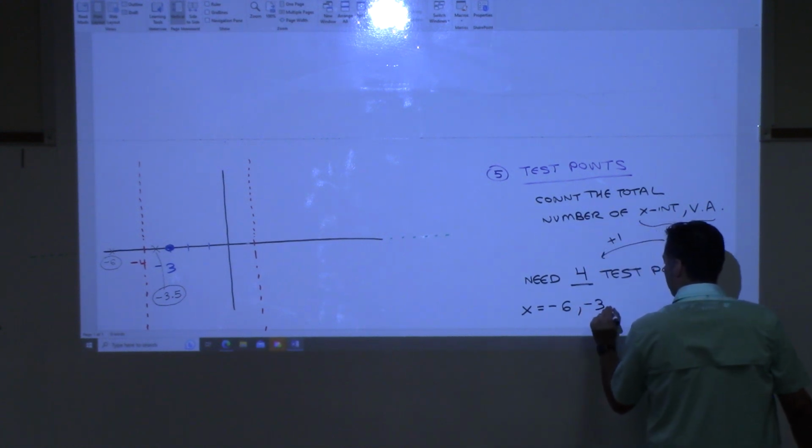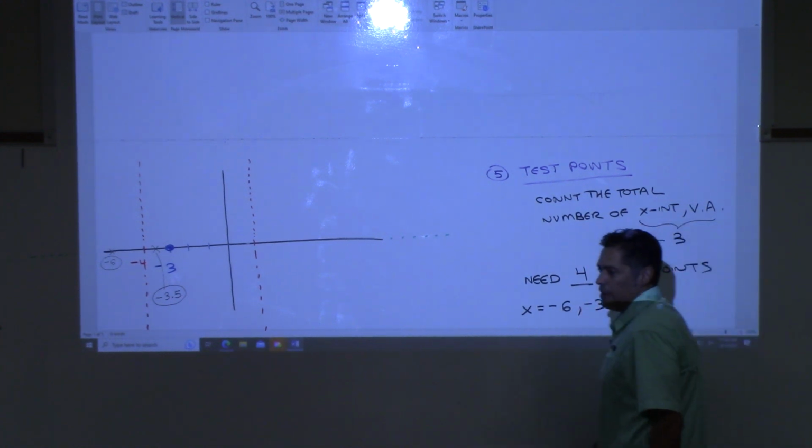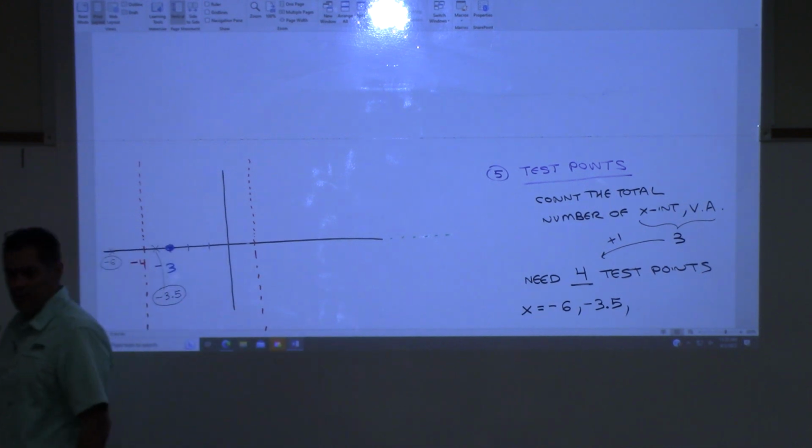I realize this sucks, okay? Long, tedious problems, all right? Long, tedious problems.